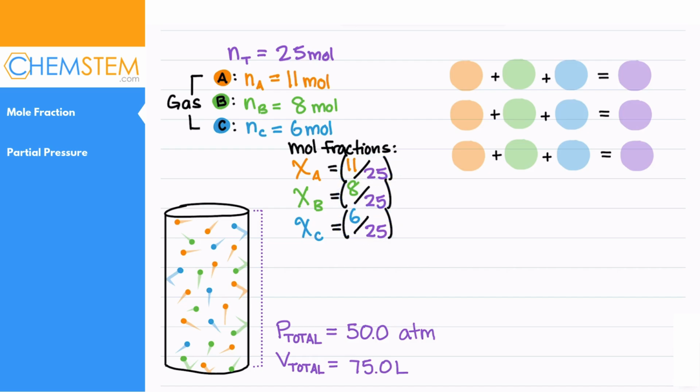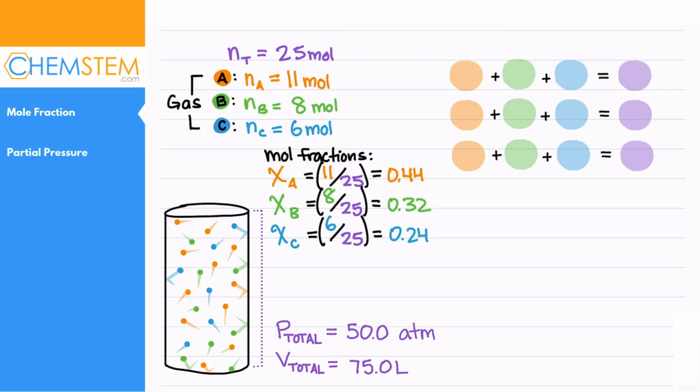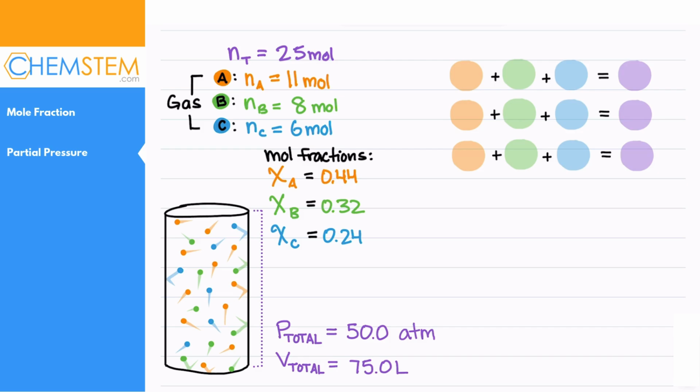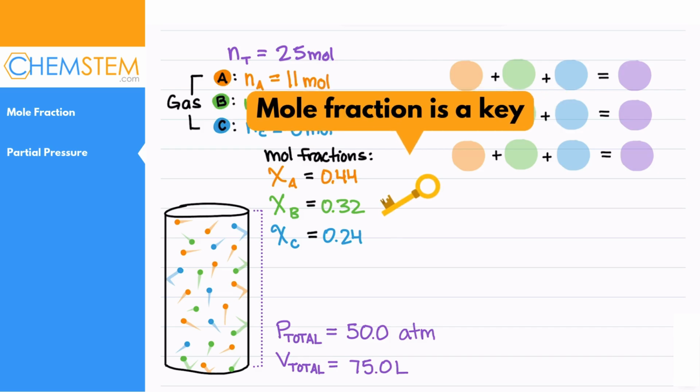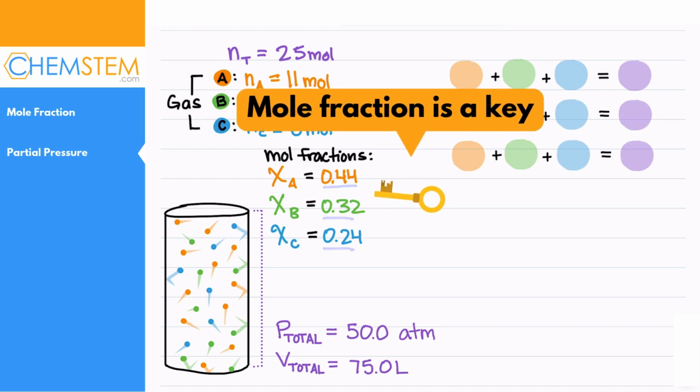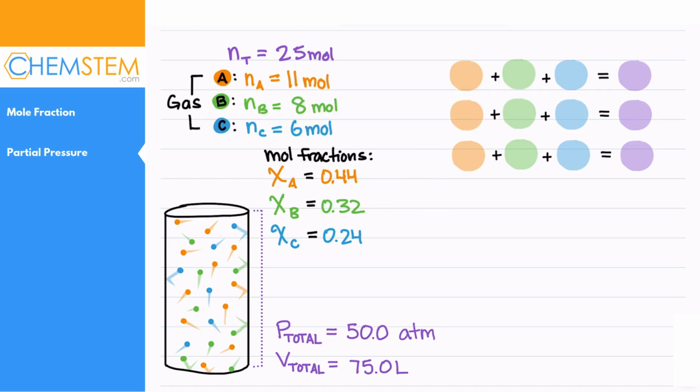You can see why they're called mole fractions, because they're literally fractions, but you can turn them into something more usable and more common for us, which are simply decimals. And here are our mole fractions. Once you have the mole fraction, you can use it like a key, because it allows you to calculate the partial pressure of a particular gas and also the partial volume of that particular gas. And it's really easy to use. All you got to do is multiply it by the total.